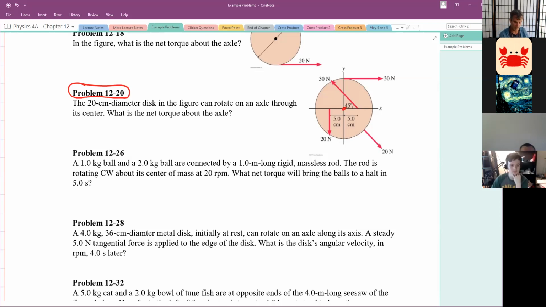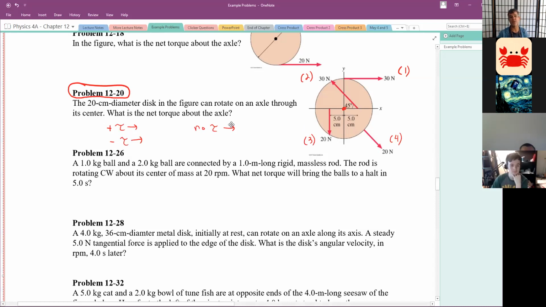Just to be clear, let's label these. Let's label this one force 1, this guy force 2, this one force 3, and this one force 4. The question is, which of these 4 forces are producing a positive torque? Which are producing a negative torque? And are any of them producing 0 torque? Let's write the answers here: positive torque, negative torque, and no torque.